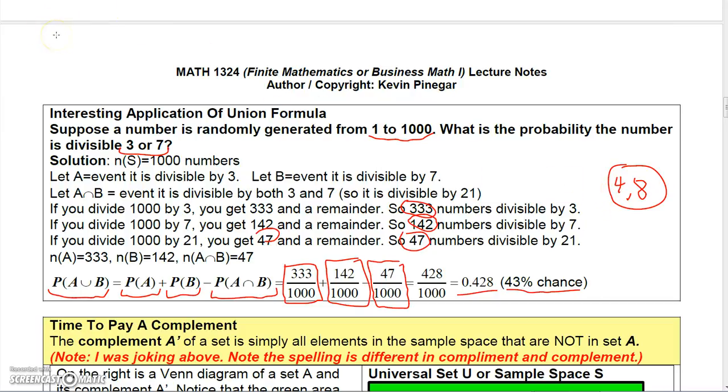I'm going to go ahead and do the complement on the next video. So in the next video, I'll talk about the probability of a complement.